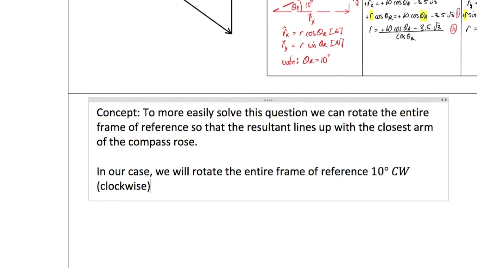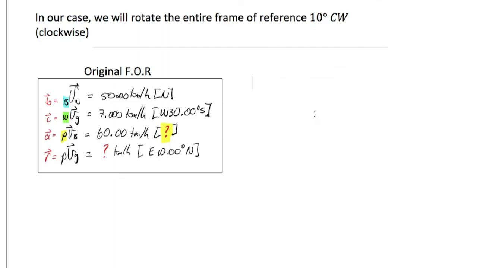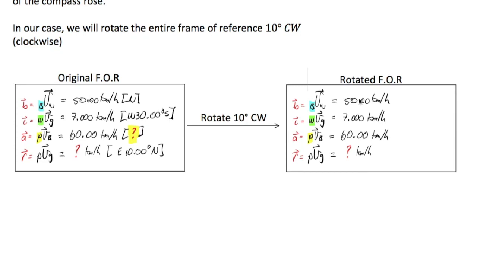That means every single vector has to get rotated first. Then we do the math, and then from there, we get our conclusions, and then rotate back. So here's our given from the original frame of reference. And next, we're going to rotate 10 degrees clockwise, taking a look at vector B.